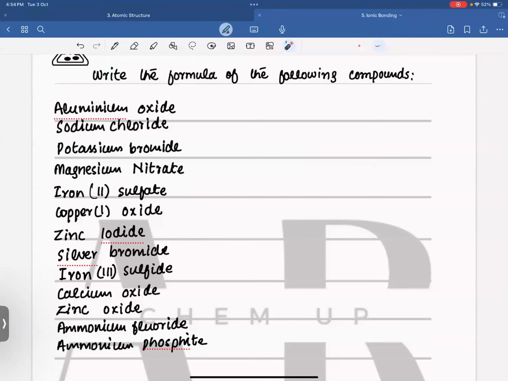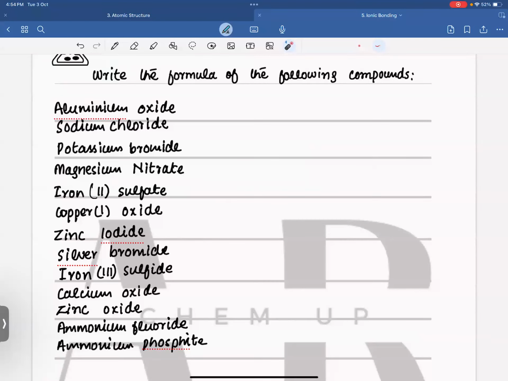Yes, how many are done? We're done all. Okay, 4. Yes, Khatija? You have done all. Okay, good. What about you, Manahil? What formula did you get for aluminium oxide? Aluminium oxide. Okay, yes. Very good.